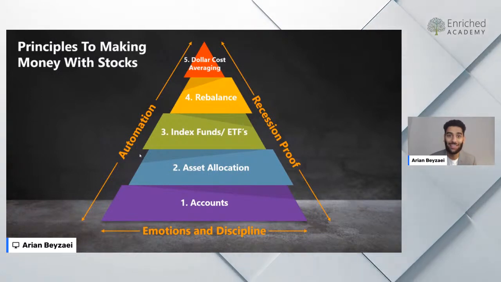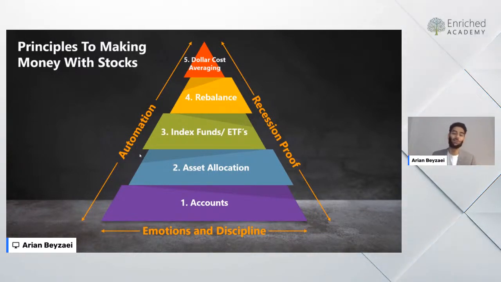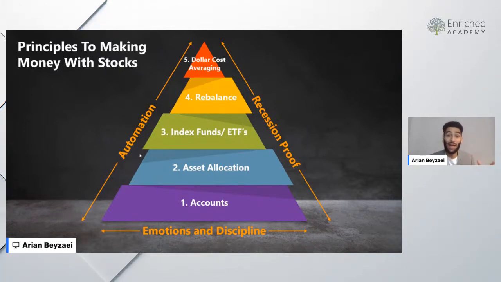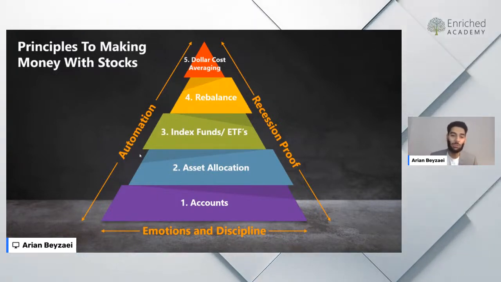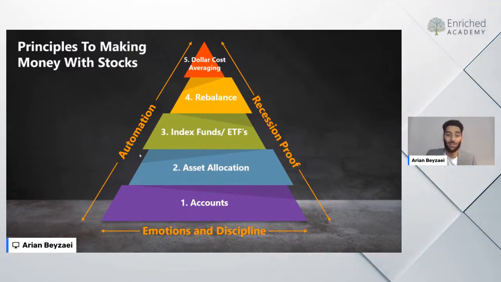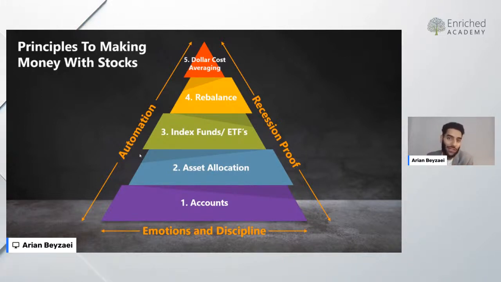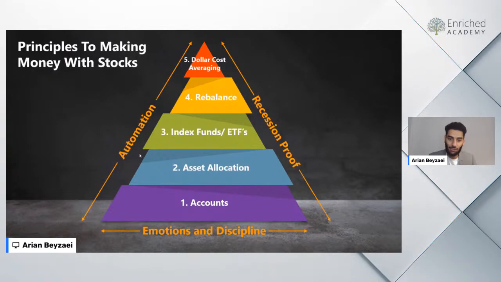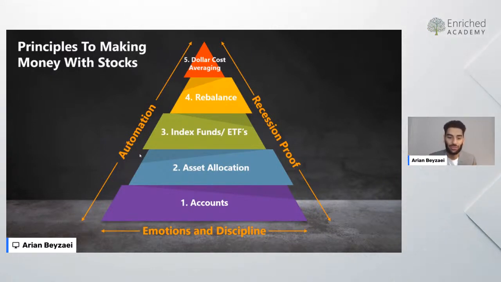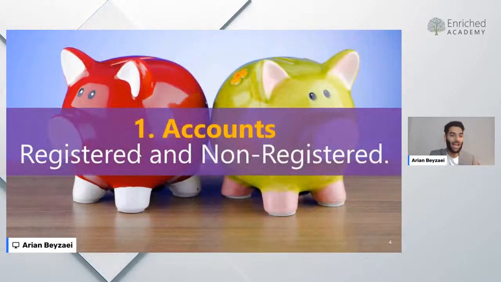Next, index funds and ETFs. This is where it starts to get fun. I'm actually going to give you a live example of an ETF and how to study them. Rebalancing. You can do everything right, but if you're not rebalancing, that could throw your entire portfolio off. And then finally, dollar cost averaging, which is a great strategy for those that are nervous about the market crashing. What can you do to protect yourself if the market crashes? And then finally, we're going to talk about how to automate your investing, how to recession-proof your investing, and how to control your emotions and your discipline. So let's dive right into it.